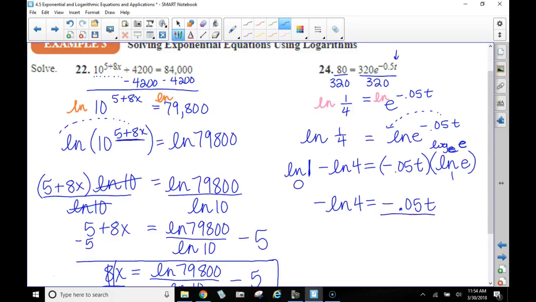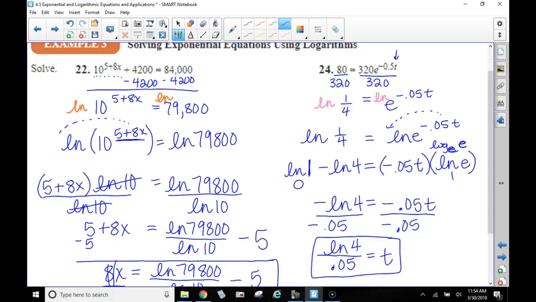One more little step here to solve for t. Divide both sides by negative 0.05. A negative over a negative is a positive, so our exact answer is going to be the natural log of 4 divided by 5/100ths. And once again, they're probably going to want us to give an approximation to maybe 4 decimal places. So I'm going to take the natural log of 4 and divide that value by 0.05.